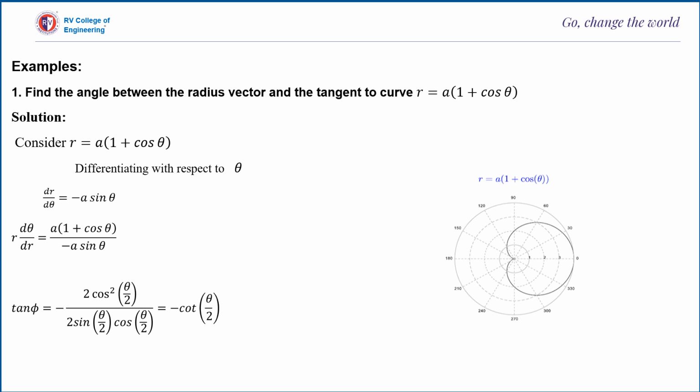So tan phi equal to, from the trigonometric expressions, 1 plus cos theta is 2 cos square theta by 2 and sin theta is 2 sin theta by 2 cos theta by 2. So cancelling a, we get minus cot theta by 2. Representing minus cot theta by 2 in terms of tan, we have tan of pi by 2 plus theta by 2. So finally we get phi is equal to pi by 2 plus theta by 2.